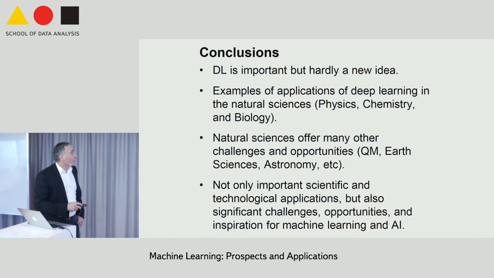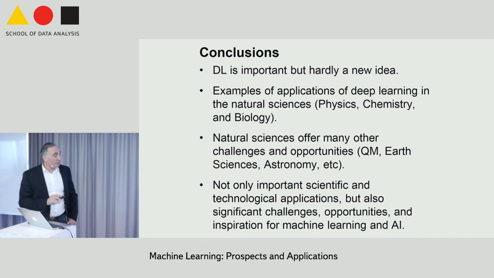So in conclusion, deep learning is important, but it's not at all a new idea. I've given an example of application of deep learning in physics, chemistry, and biology. Natural science offers many other challenges and opportunities. I have not even scratched the surface here.